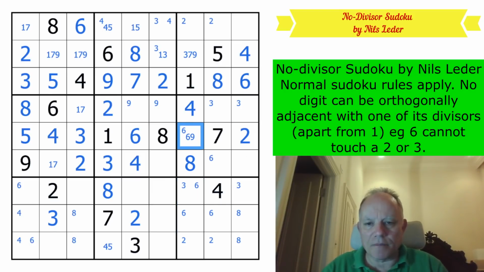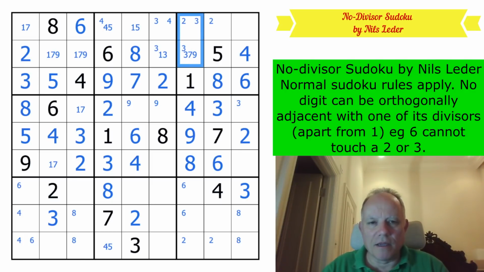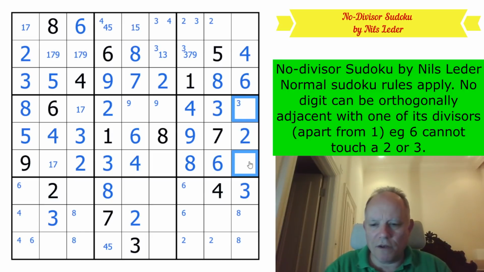Oh, in fact, this has become 9 and that's become 6. And that means that's not a 6. This can't be 3 because it would be touching a 6. So 3's over this side, not there. And that makes this a 3. And that makes one of these two a 3. And this pair has become a 1, 5 pair.